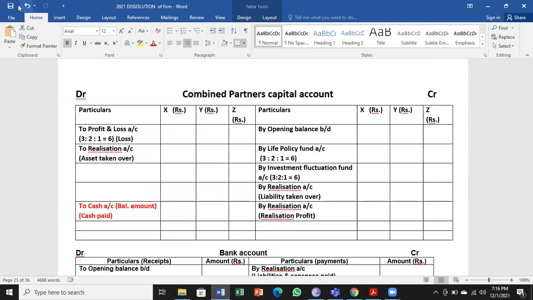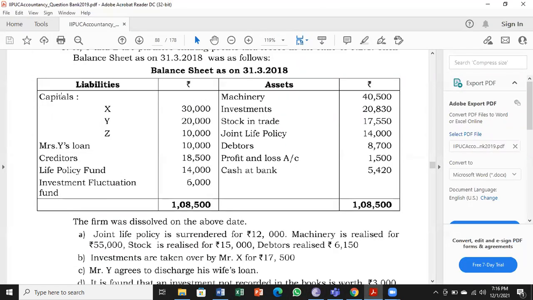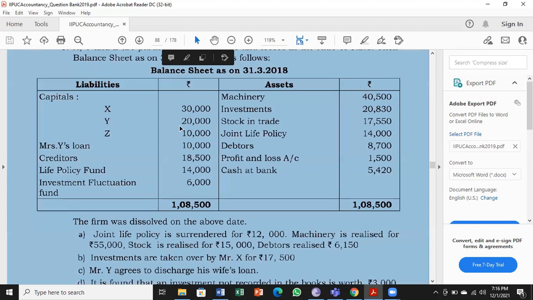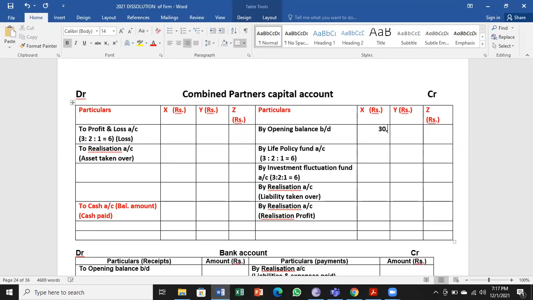Next, coming to the combined partners capital account. So we have 3 partners. So I have 3 columns therein for this. So always we have to start with the opening balance. That is from the balance sheet. So opening balance means balance sheet value of capitals 30,000, 20,000 and 10,000. You can see 30,000, 20,000 and 10,000 for X, Y and Z. So I'll credit. So 30,000, 20,000, 10,000.